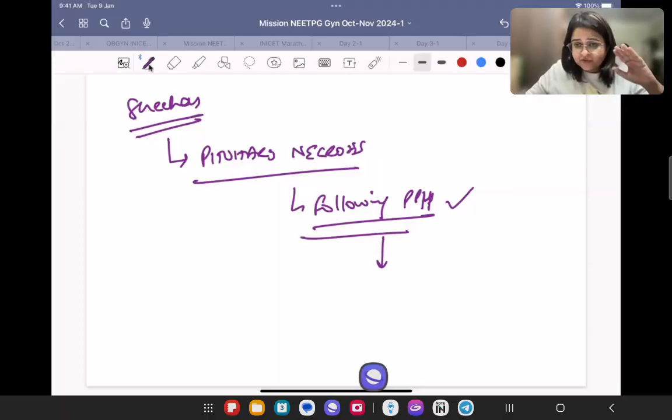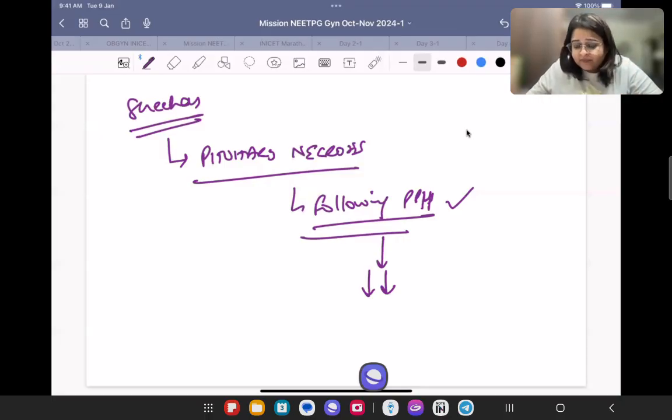So all the pituitary hormones go down. Am I still lagging or is it okay? Wait, let me just change my connection again then. Little lag is there. ठीक है, okay, it's fine.